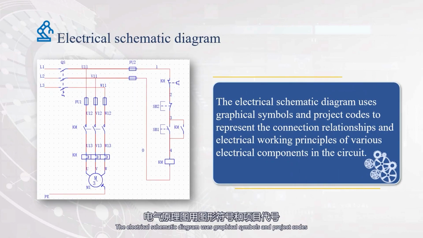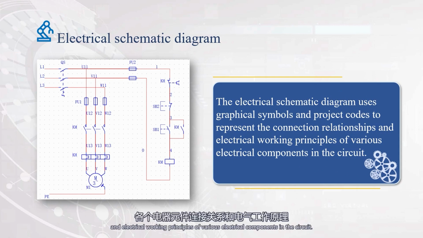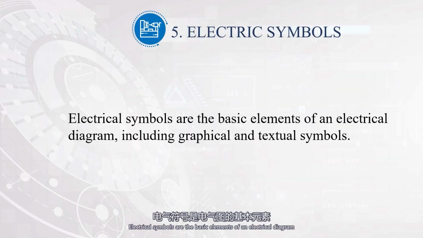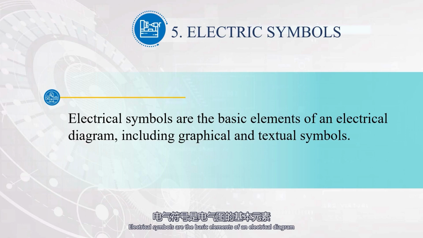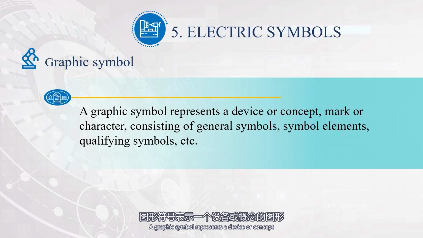The electrical schematic diagram uses graphical symbols and project codes to represent the connection relationships and electrical working principles of various electrical components in the circuit. Electrical symbols are the basic elements of an electrical diagram, including graphical and textual symbols. A graphic symbol represents a device or concept, mark or character, consisting of general symbols, symbol elements, qualifying symbols, etc.